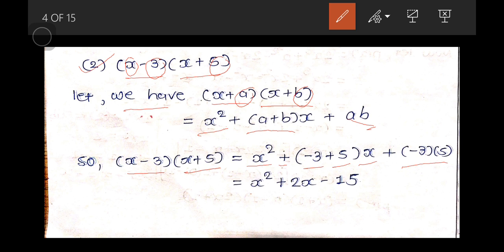At last we get x square plus, minus 3 plus 5, that is 2x, and 3 5s are 15, and plus minus minus is minus 15. So the product x minus 3 into x plus 5 is given as x square plus 2x minus 15. So by using all these identities we can find such types of products and examples.